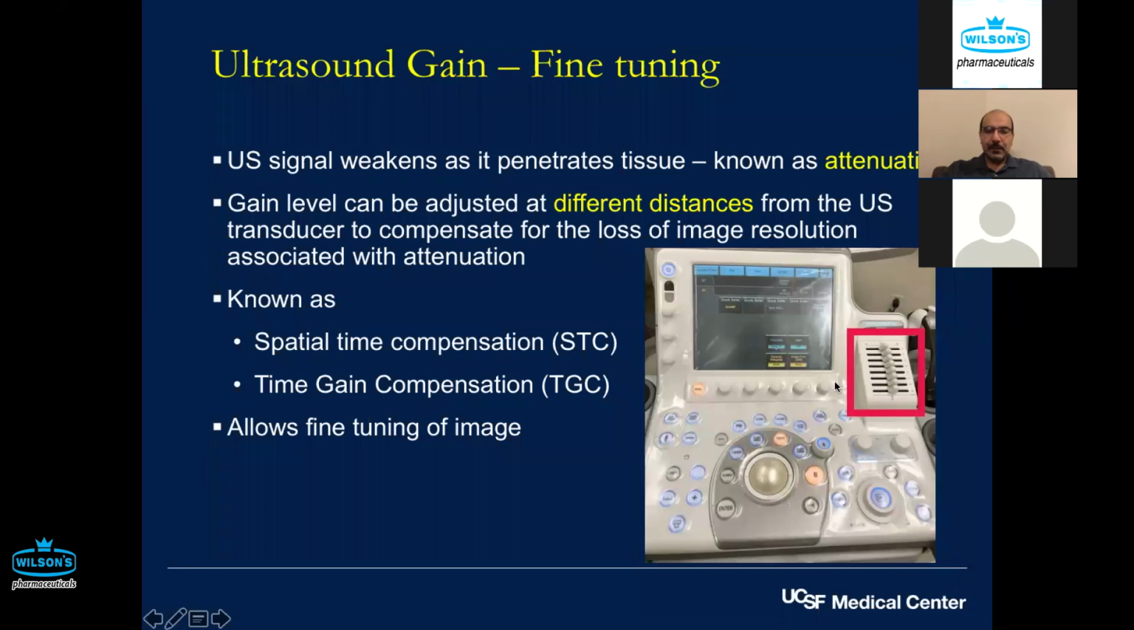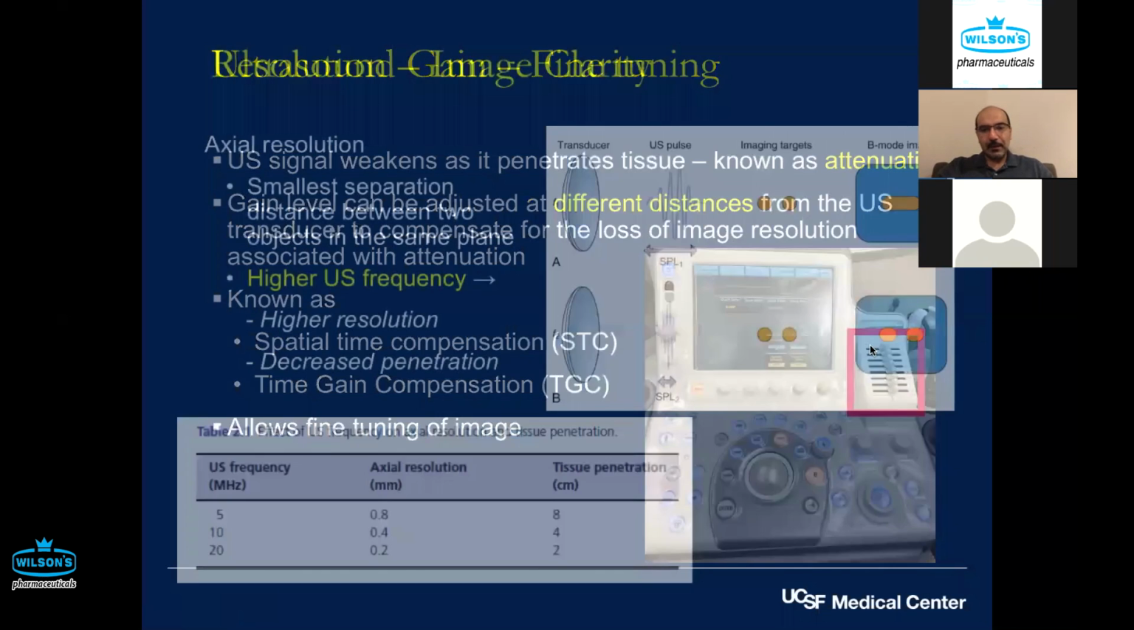versus it can also be electronically done on the smaller EU ME2 machine. But the whole concept is that as the distance from the probe increases, you can have loss of brightness, and you can adjust for that accordingly.